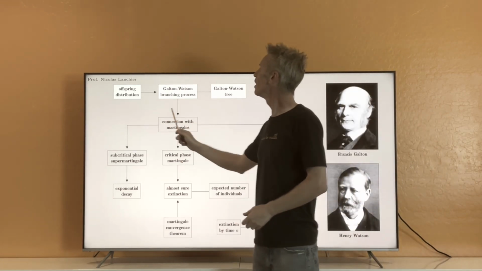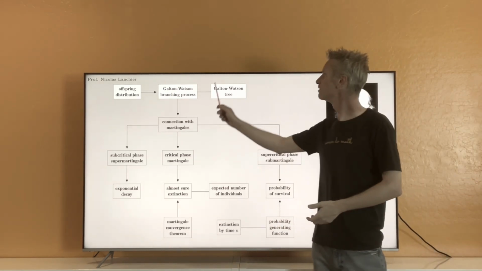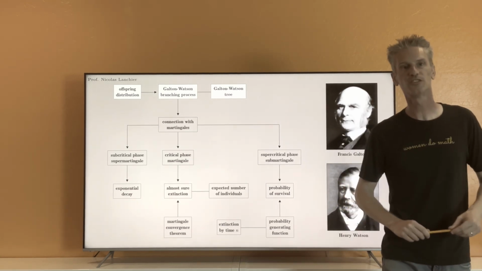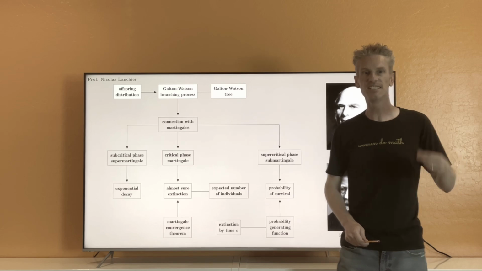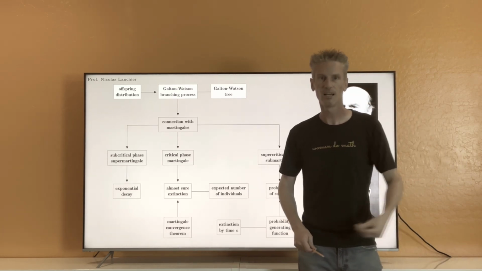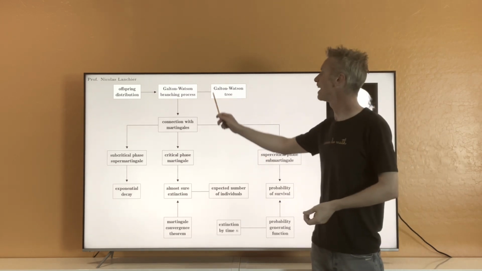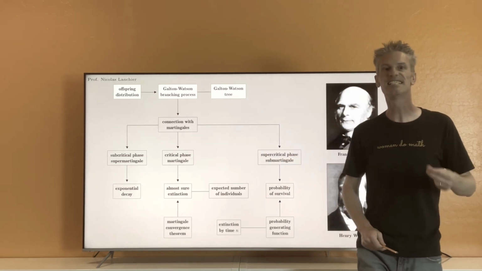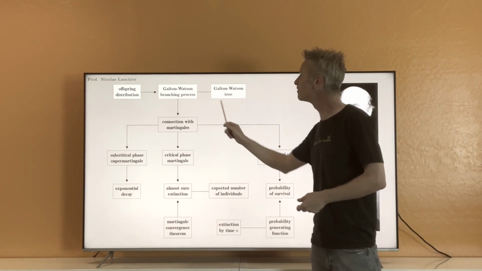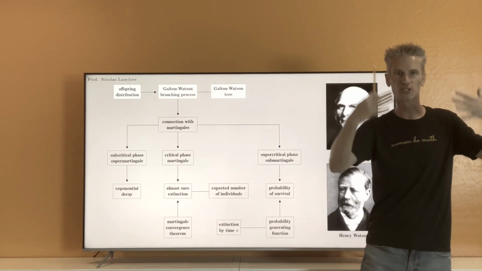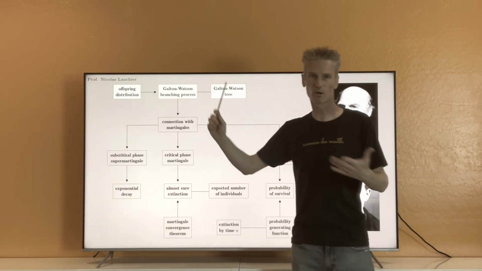I'm also going to briefly mention this notion of Galton-Watson tree. A Galton-Watson branching process is a discrete time process that turns out to be a discrete time Markov chain. On the other hand, a Galton-Watson tree is a random graph. But it helps to have this idea of Galton-Watson tree in mind because that gives you some kind of visualization of the process itself.